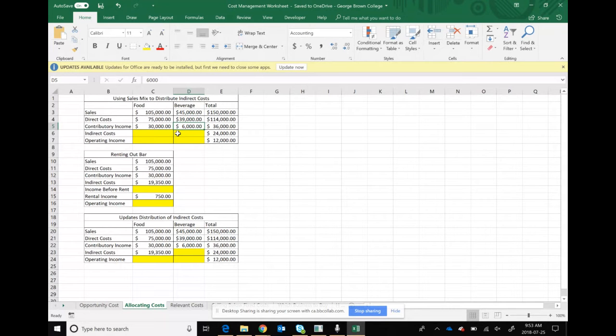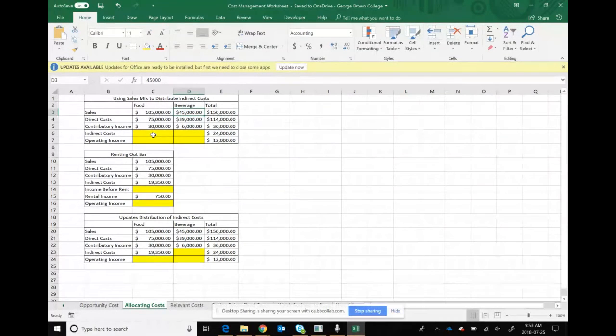So now what we can do is allocate our indirect costs, this $24,000, to our two different departments. One easy way to do this would be to divide $24,000 by 2 and then give half to your food department and half to your beverage department. But it's not very accurate, because the amount of resources that went to produce $105,000 worth of sales is going to be a lot different than the amount of resources consumed to produce $45,000 worth of sales. So we use our menu mix percentages to help allocate those costs.